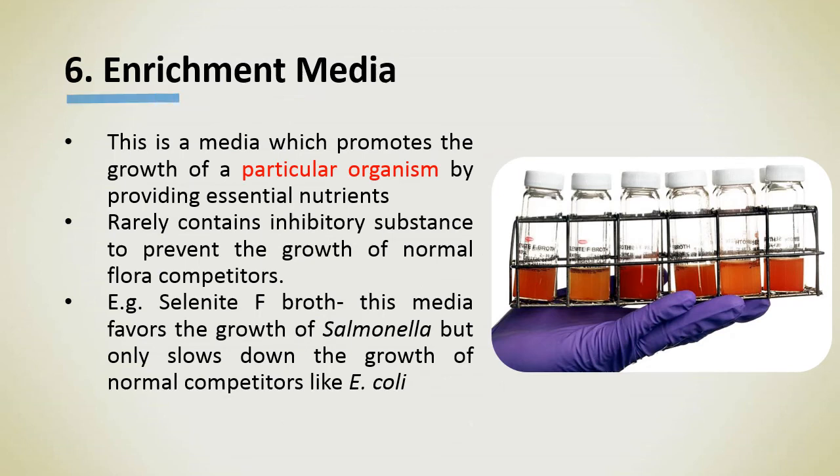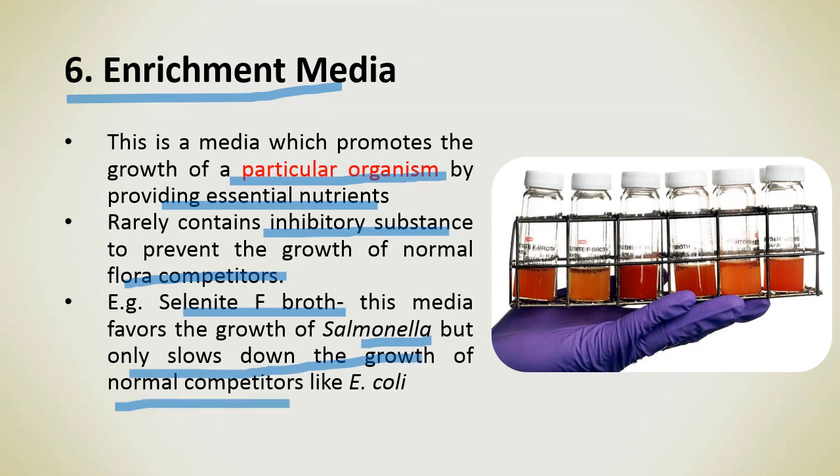Okay, number 6 is the enrichment media. This is the media which promotes the growth of a particular organism by providing essential nutrients. This media rarely contains inhibitory substances to prevent the growth of normal flora competitors. For example, selenite F broth. This media favors the growth of Salmonella but only slows down the growth of normal competitors like E. coli.